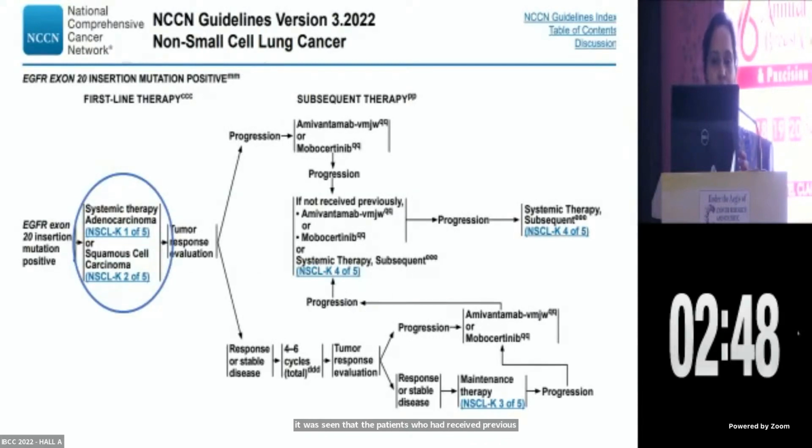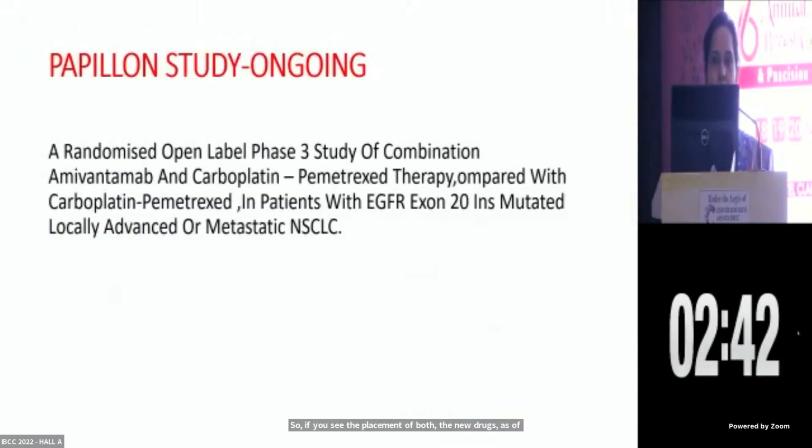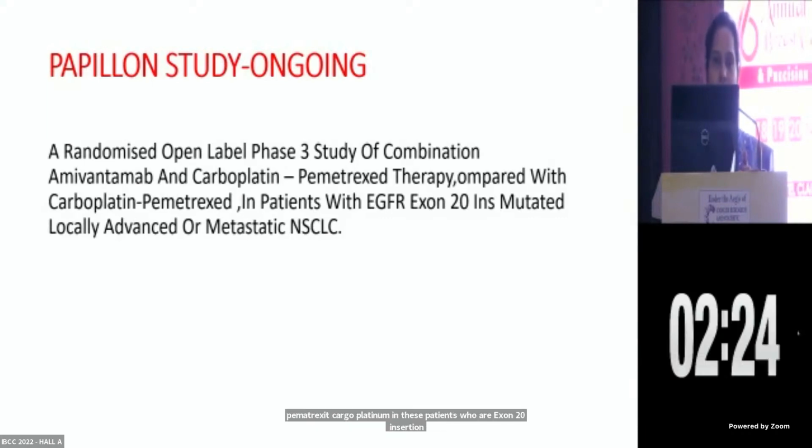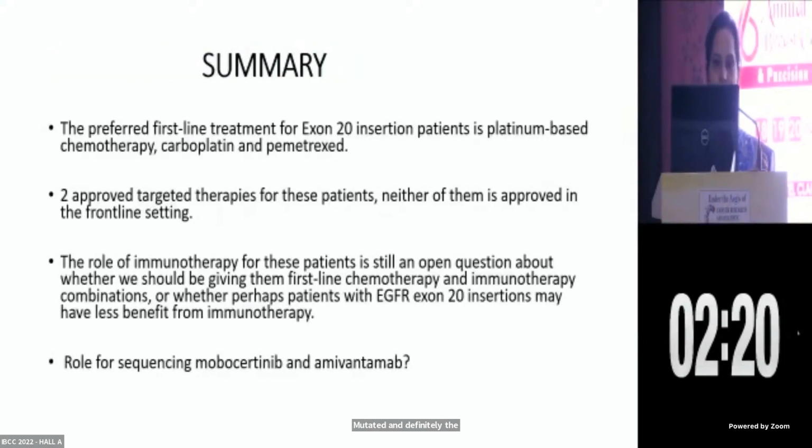If you see, the placement of both the new drugs as of now is in the second line, but can we push them early? This is the PAPILLON study, which is currently ongoing, where pemetrexed plus carboplatin is being given along with amivantamab as compared with pemetrexed carboplatin in patients who are exon 20 insertion mutated. And definitely the placement of this drug is going to come in the first line setting.